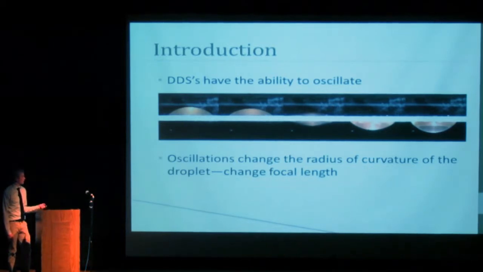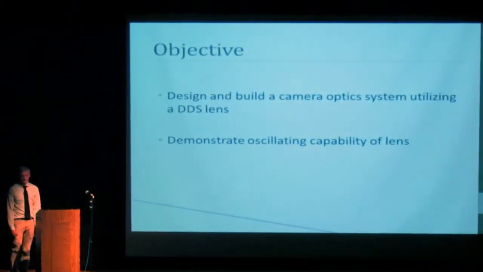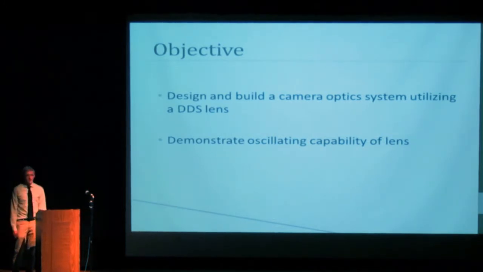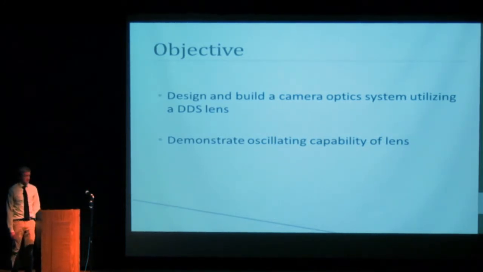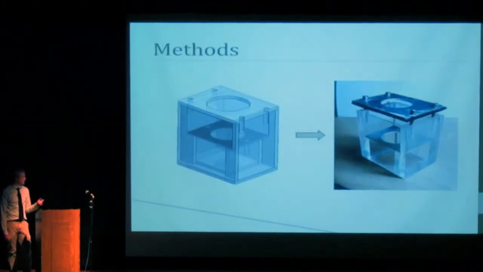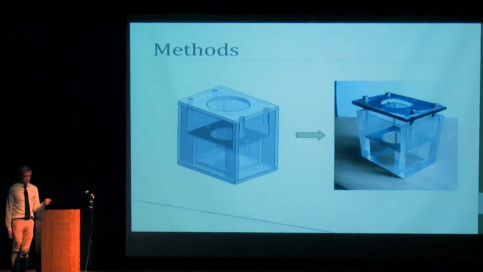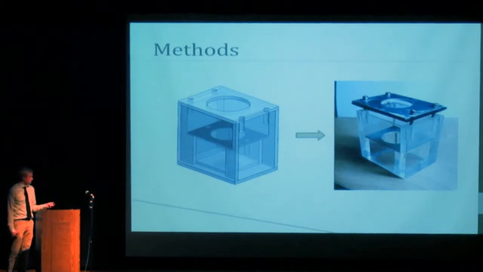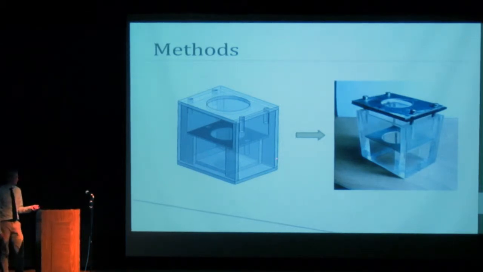Now, the objective of my research was to design and build a camera optic system that utilizes a double droplet system lens and to demonstrate the oscillating capability of this optic system. So the first thing that I did for my project was to design and build a liquid lens double droplet system camera tank. You can see on the left here is SolidWorks, a 3D modeling program, that made a design of this tank, and the actual produced tank.